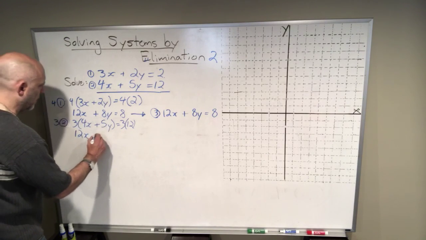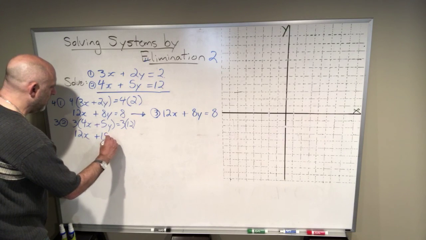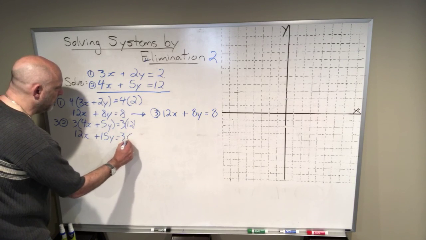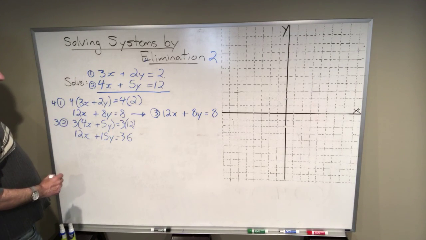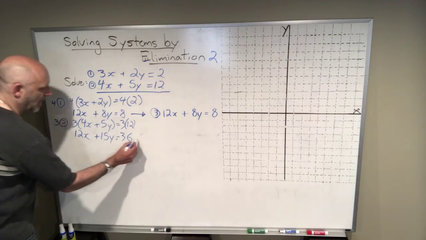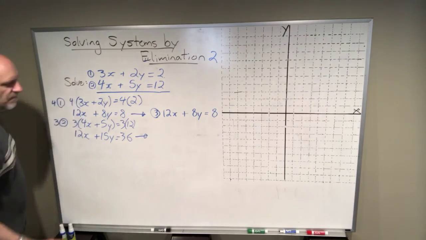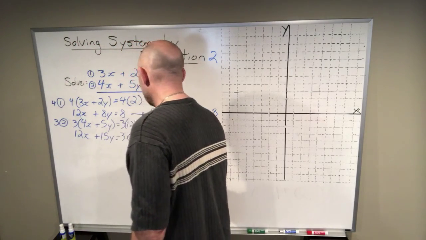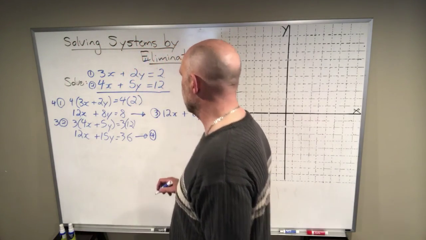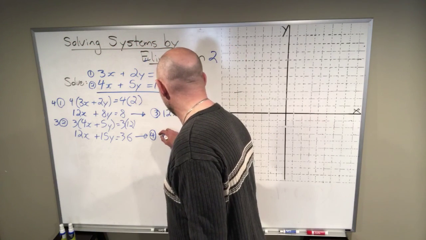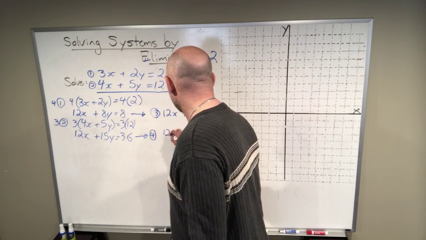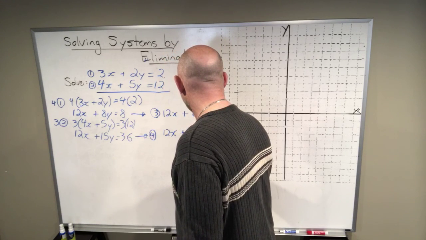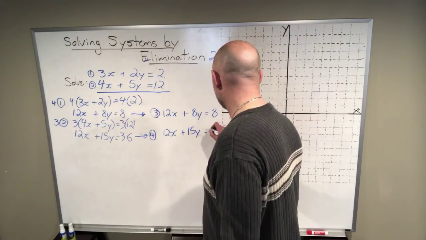Okay, 3 times 4x is 12x. 3 times 5y is 15y. 3 times 12 is 36. Okay, and now look at that. I'm going to move it over and call this equation 4, even though it's really just equation 2 all dressed up differently: 12x plus 15y equals 36.